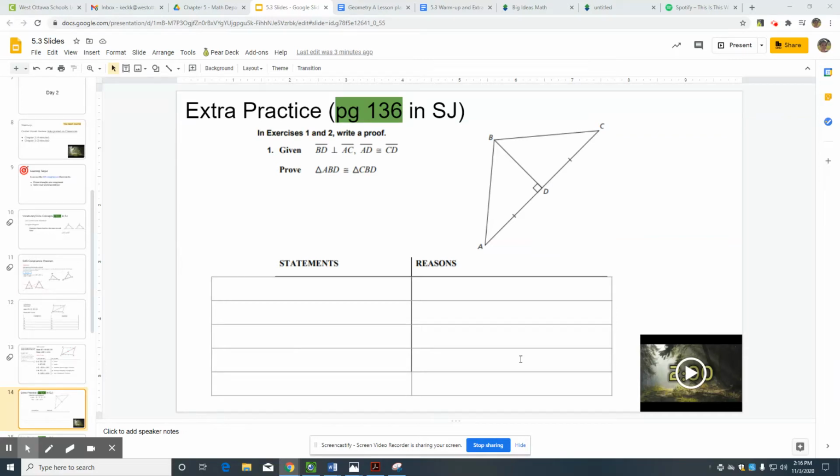In this video, we're going to work on the extra practice proof number 1 for lesson 5.3, and this is going to be on page 136 in your student journal.